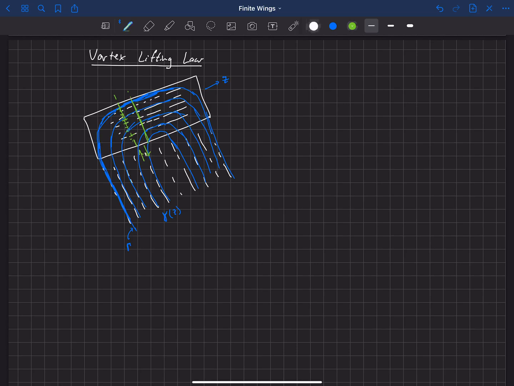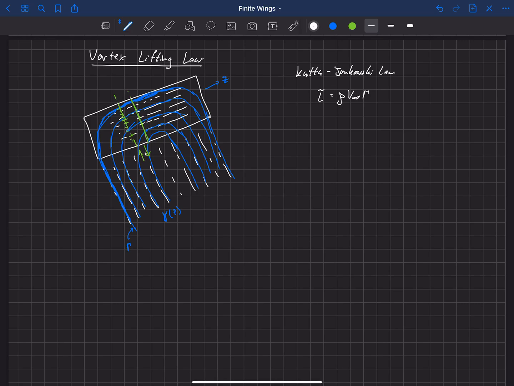Now, in 2 dimensions, we're familiar with the Kutta-Joukowski Law, which says that the lift per unit span, I've got a tilde up there because that's a 2-dimensional lift per unit span, is equal to rho V infinity times gamma, or the strength of the vorticity of the object that we're looking at.